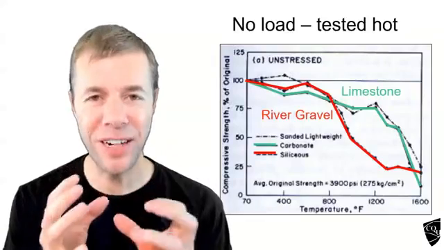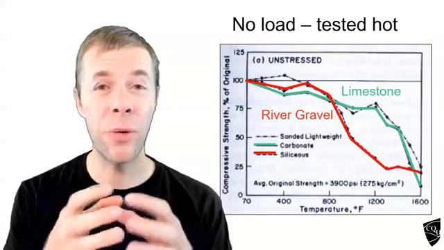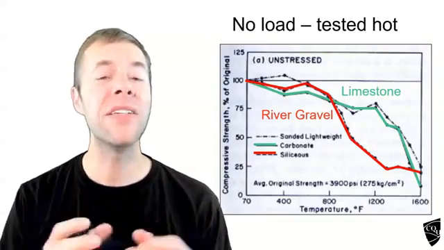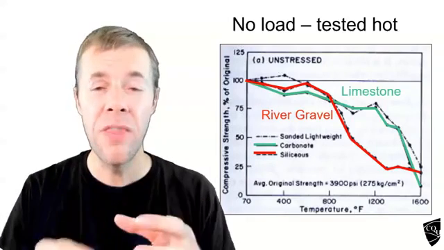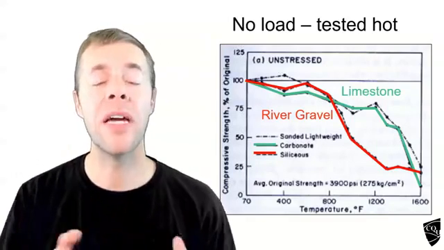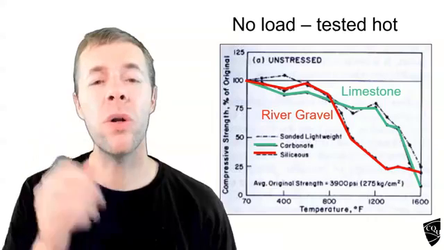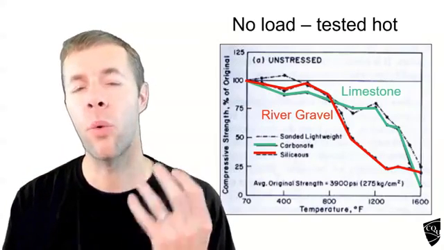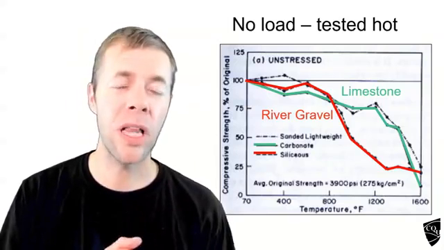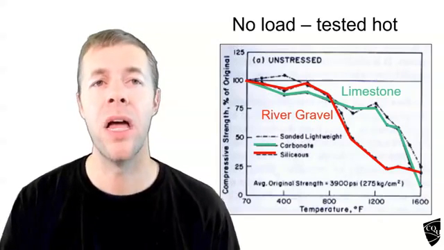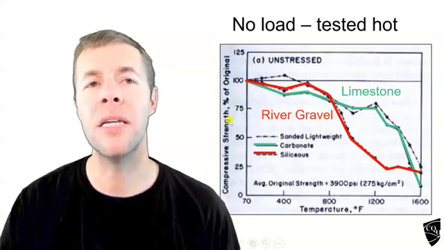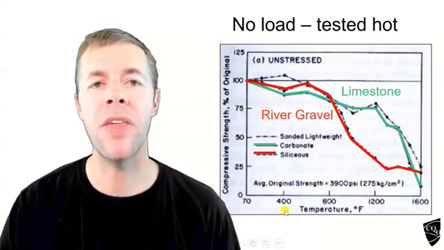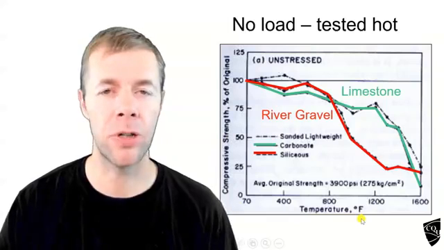Now here's a very interesting set of tests. These were done on cylinders that were tested hot. These cylinders were never loaded. They were just heated up, and when they got to these temperatures, they loaded them until they failed. I'm showing in the red line a river gravel aggregate, in the green line a limestone aggregate, and on the y-axis is the percentage of the original compressive strength, and on the x-axis is the temperature.